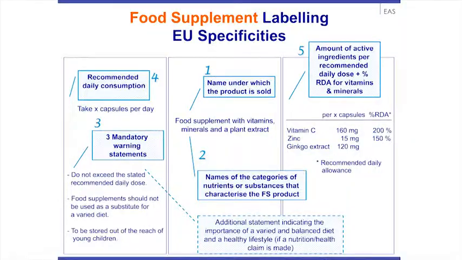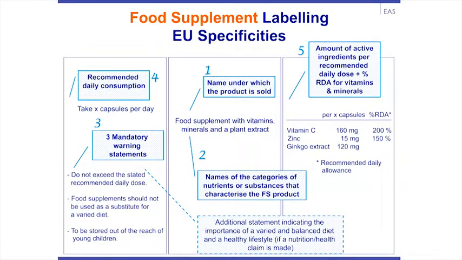Then, if you use a health or nutrition claim, you have to put another statement on the importance of a healthy and balanced diet, just for your information. And this you find in the claims regulation in the EU. Then on your food supplement label, you have to put the daily recommended dose, like, for instance, take 1 or 2 sachets per day or take 3 capsules a day. This is also mandatory, of course.